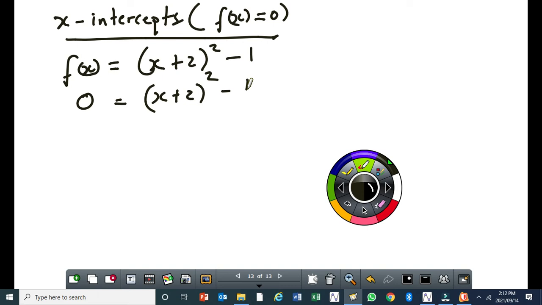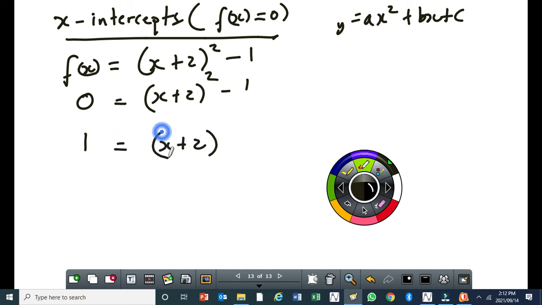If you are given the equation of the quadratic function in turning point form, you don't need to rewrite it to this form here, ax squared plus bx plus c, if you want to determine the x-intercepts. If you decide to do so, you still get the same result, but you spend more time. So what you can do here, take the negative 1 to the left, you get positive 1 equal to (x plus 2) squared.